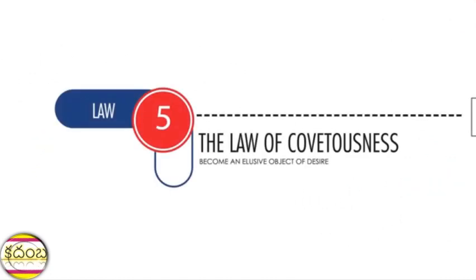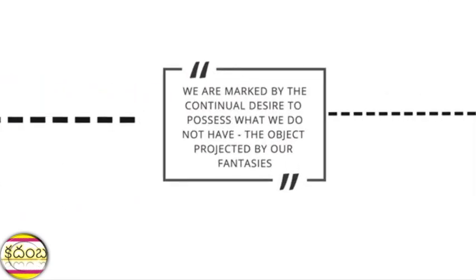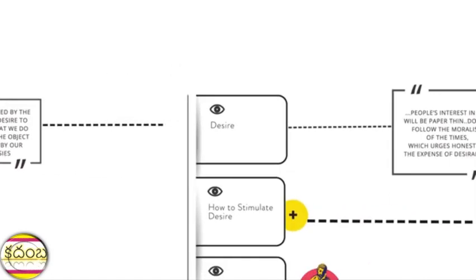Law 5. The law of covetousness. Become an elusive object of desire. We are marked by the continual desire to possess what we do not have, the object projected by our fantasies. It is human nature to desire things we don't have, and once we have finally obtained that desire, we are already distracted and looking for something better. Most often this is referred to as the grass is always greener syndrome.